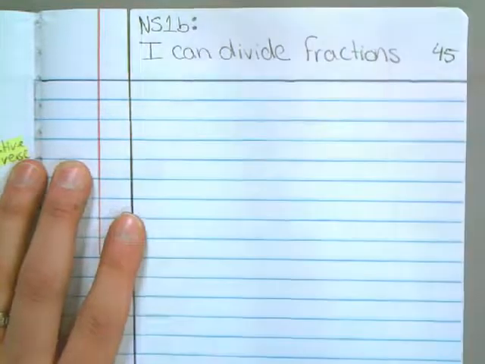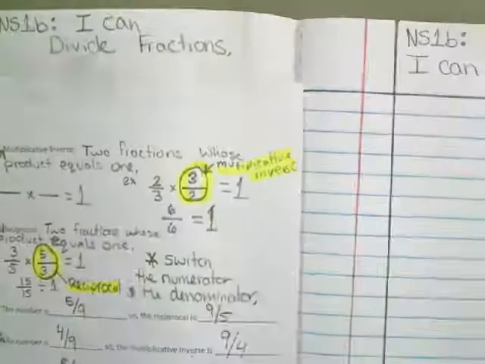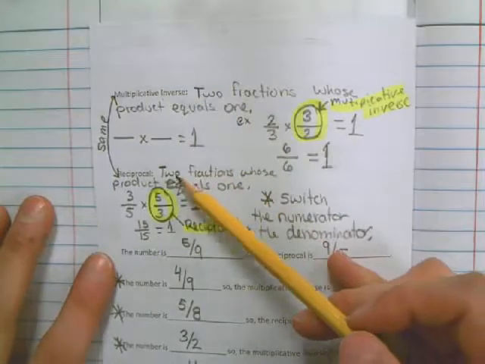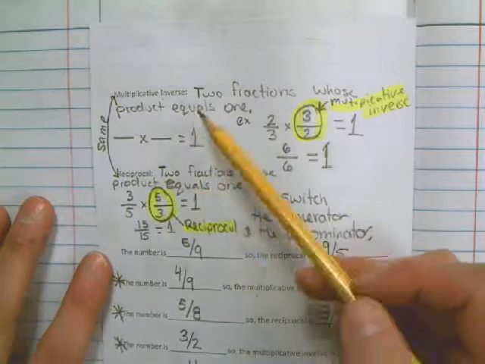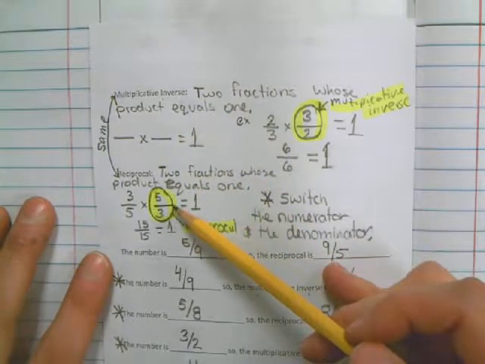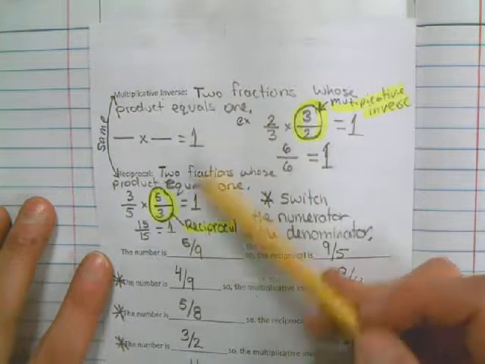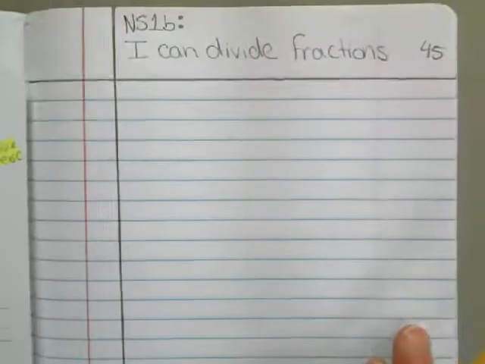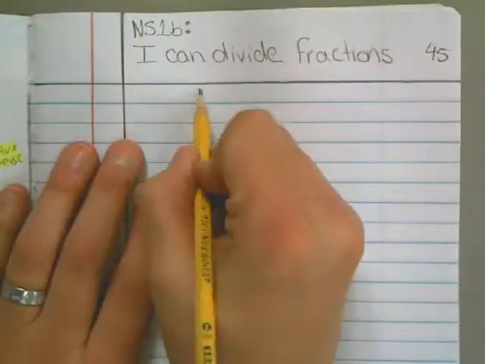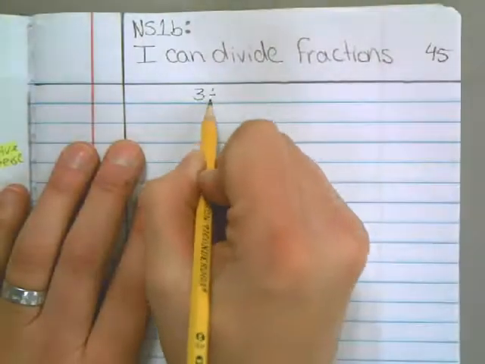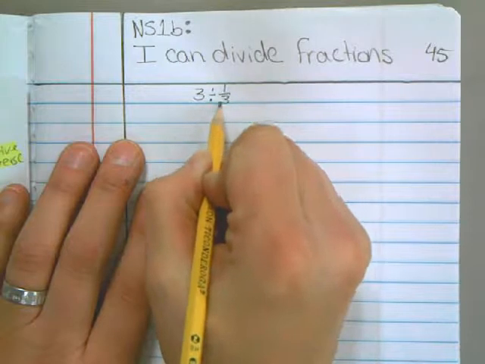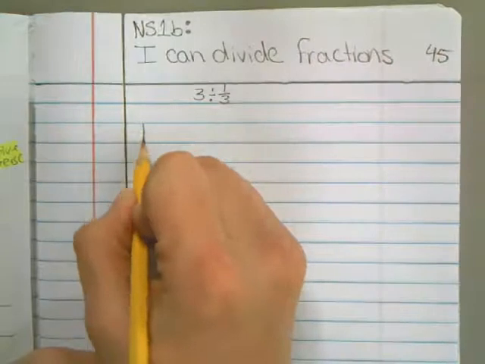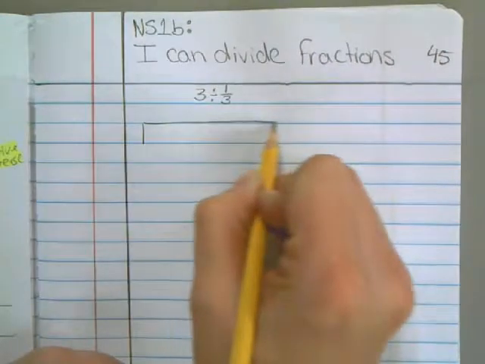Okay, yesterday we talked a lot about the multiplicative inverse and the reciprocal and what those meant. We didn't actually do any dividing yesterday, but it was very important to learn what a reciprocal was because we are going to use it today. Okay, so let's take a problem, one we should be pretty familiar with. 3 divided by 1/3, for example. Okay, now we can solve that problem through modeling, and we'll go ahead and model that.